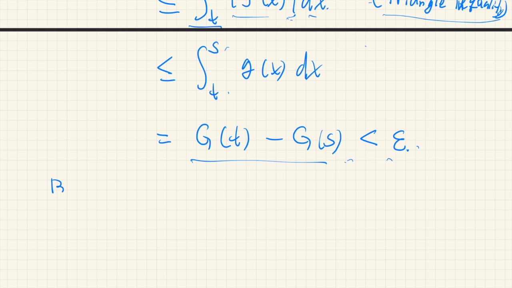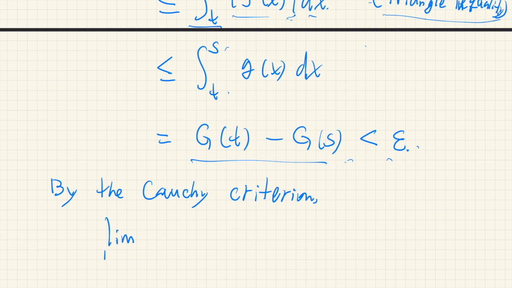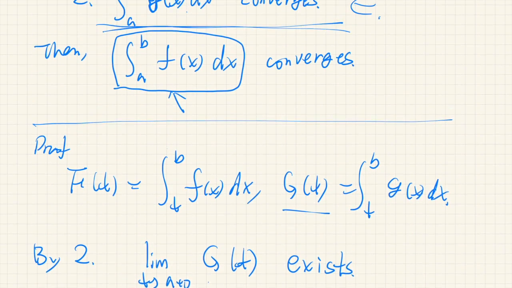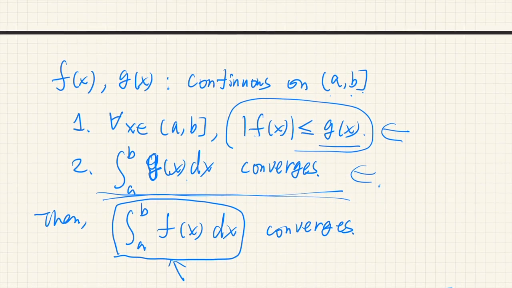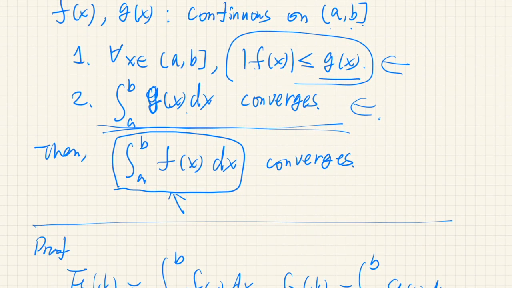So again, by the Cauchy criterion, the limit as t goes to a from the right of F of t exists. So we can say that this integral of f of x converges. The integral of f of x converges. And we are done.